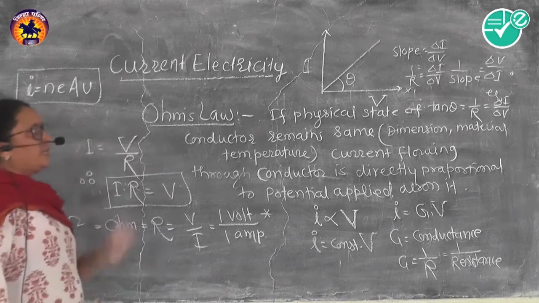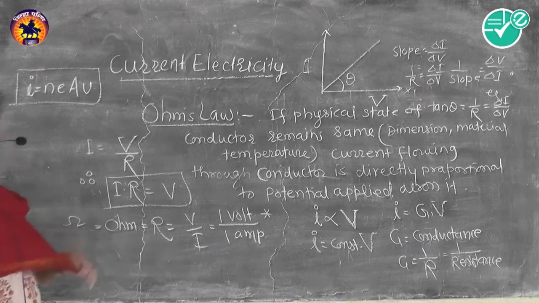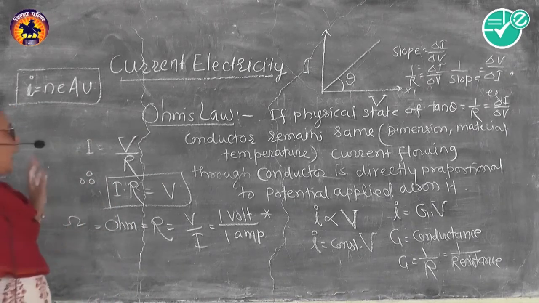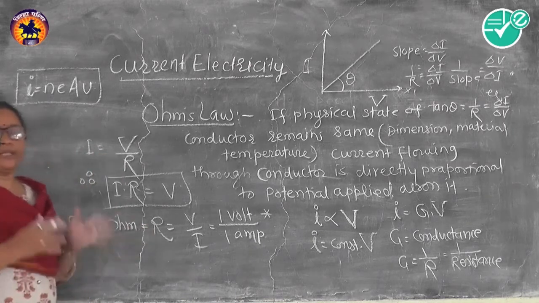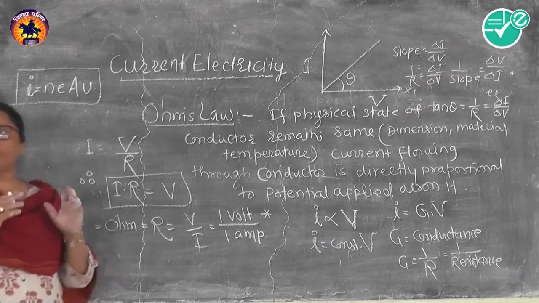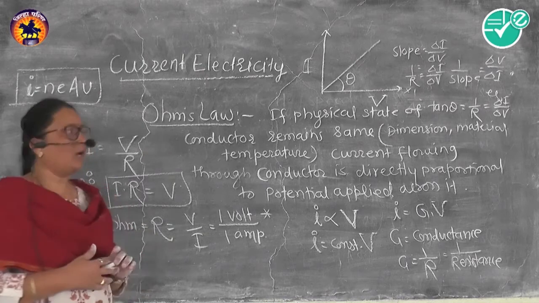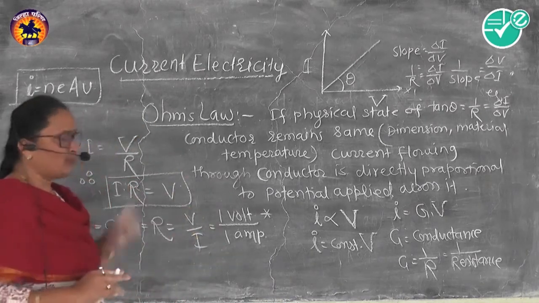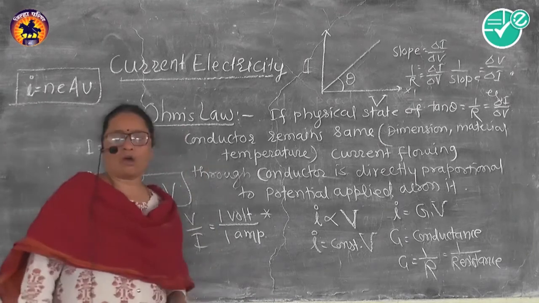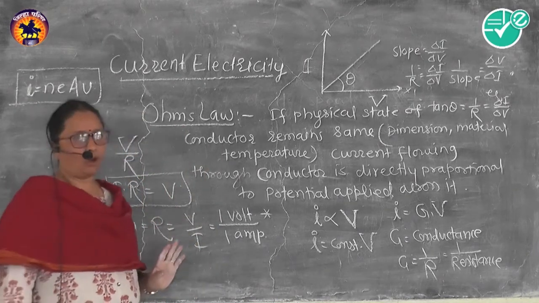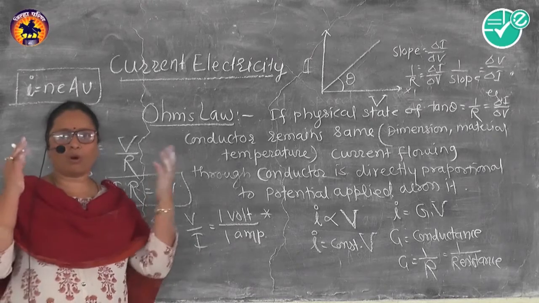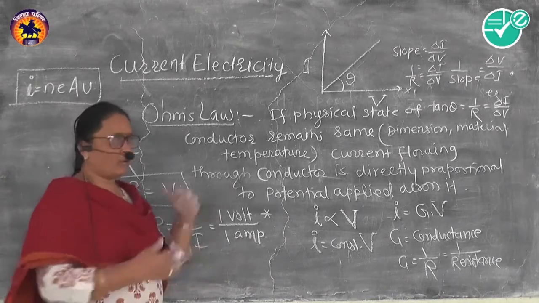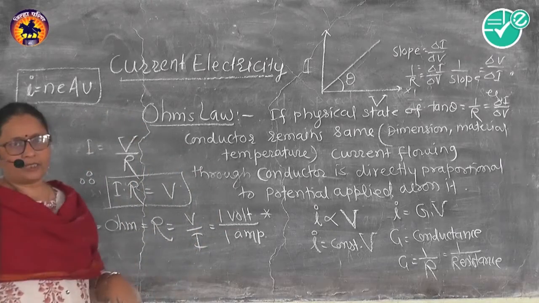So this is the relation from this graph for Ohm's law. But actually, in practice there are some limitations to Ohm's law. Ohm's law has certain limitations, out of which one is that Ohm's law is not a universal law, meaning it cannot be applicable for all materials or all conductors. So this is a basic limitation.